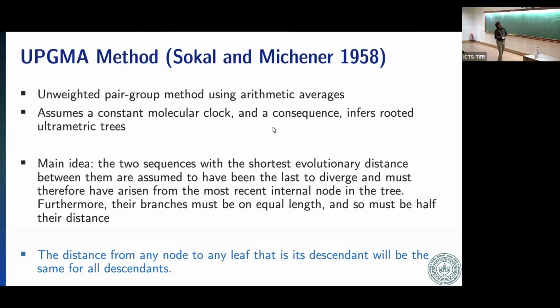What is the main idea? The main idea is that the two sequences with the shortest evolutionary distance between them are assumed to have been the last to diverge, okay. If you consider every pair of sequences, you can always find the pair with the least evolutionary distance, and they are the last to diverge, and therefore they must have arisen from the most recent internal node in the tree. So this is the main idea.